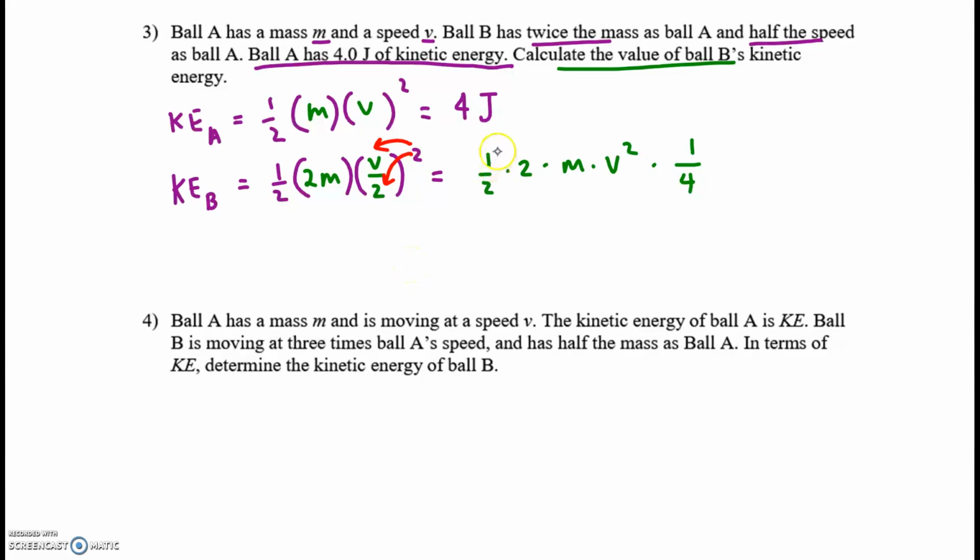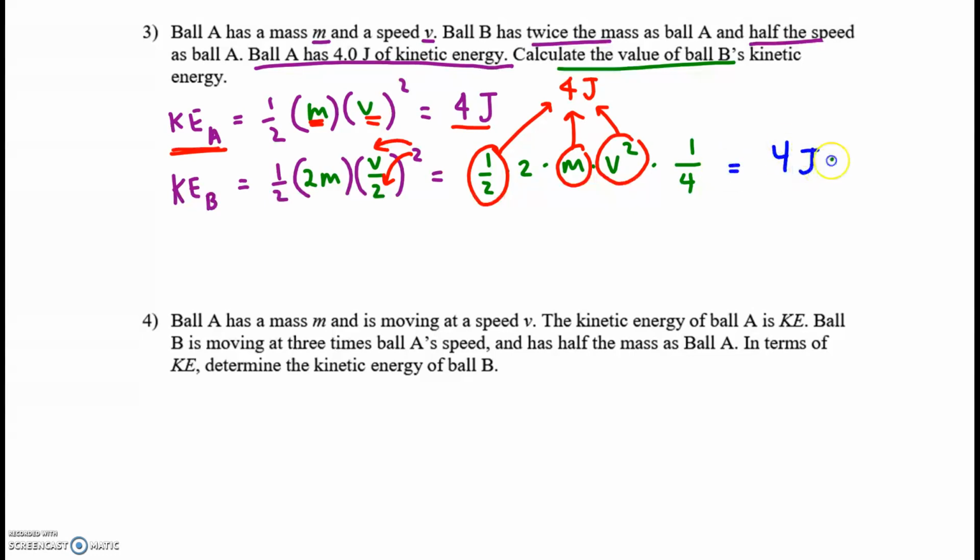Okay, time to substitute. If I take 1/2 times the original mass times the original v squared, those things together make the original KE, which is 4. So I can substitute in for those things, and I get the 4 joules. But what is left in the equation? Well, I've got 2 here and 1/4 right there. So times 2 times 1/4. When I multiply these 3 things together, I get 2 joules. That is B's kinetic energy.